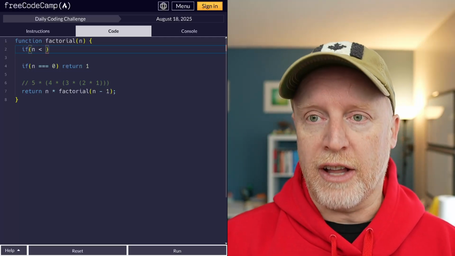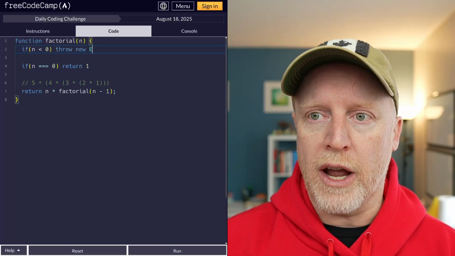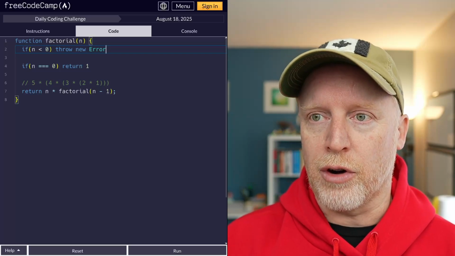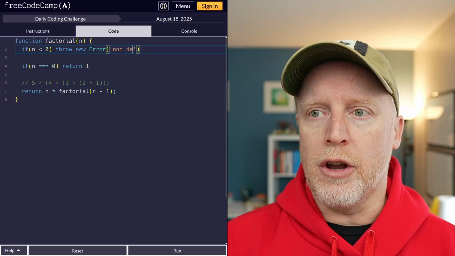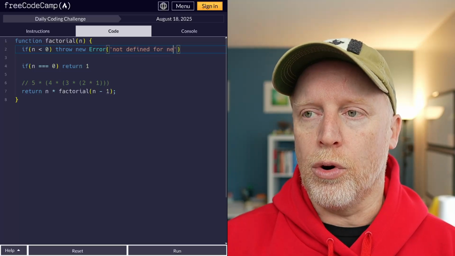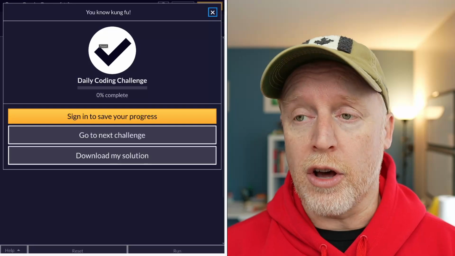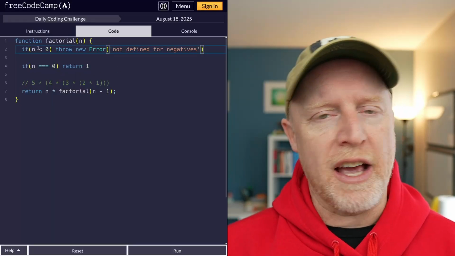If n is less than 0, right, then throw new error. Too many r's in there, or the r's are in the wrong place. Thank you very much. Not defined for negatives. Brilliant. Okay. This is still going to work. Not a problem. But it just takes that extra bit.